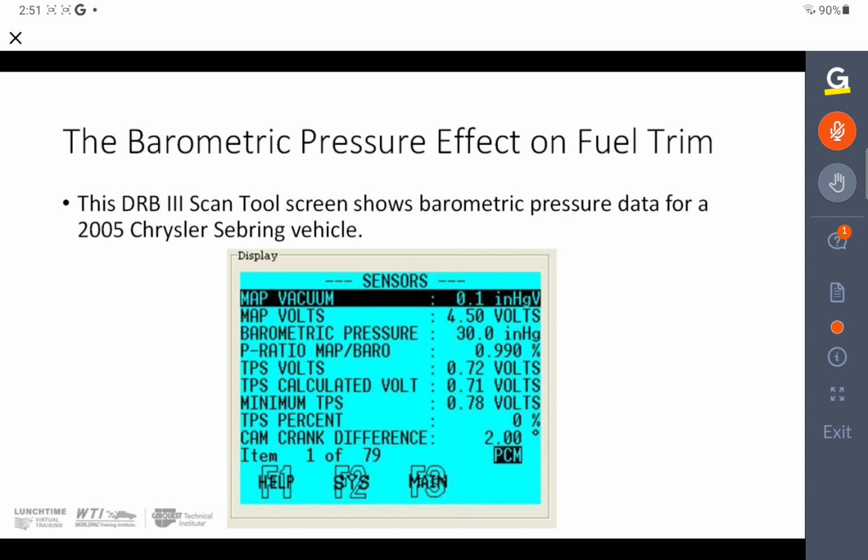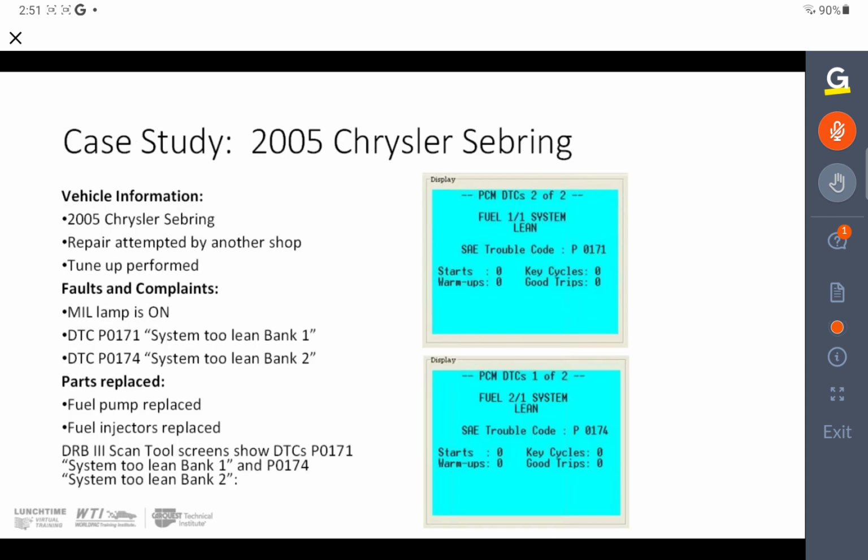This right here is a DRB3 Chrysler scan tool showing barometric pressure data for a Chrysler Sebring, and the barometric pressure is showing 30 inches of Hg, and that would be normal for barometric pressure at sea level. Again, different manufacturers use different units of measurement for barometric pressure.